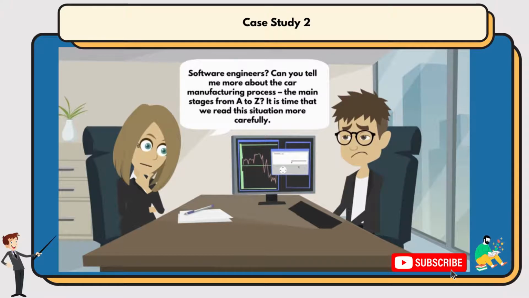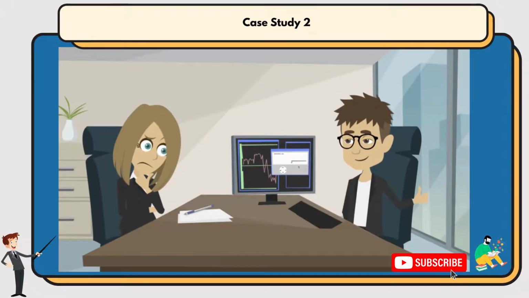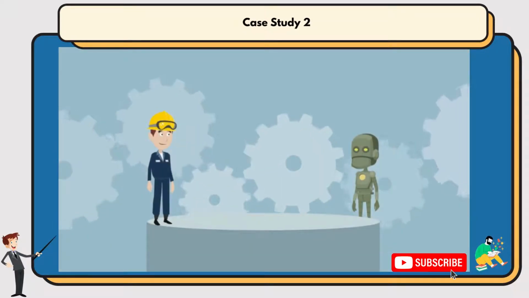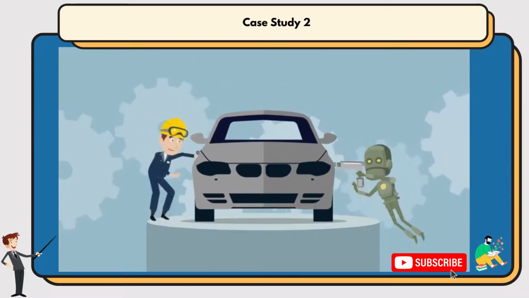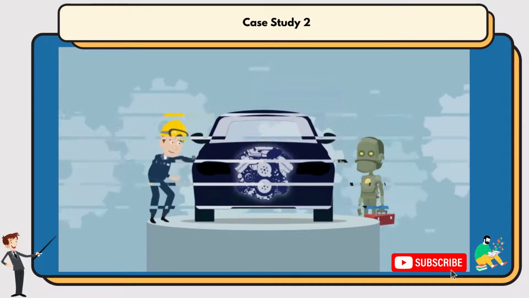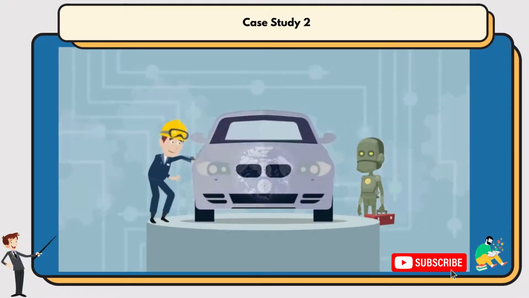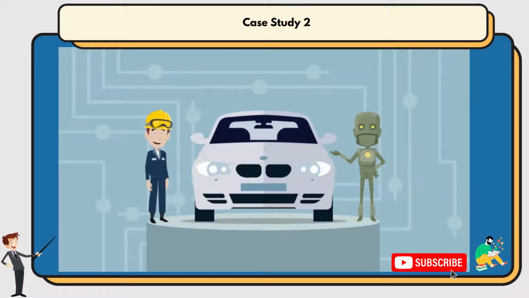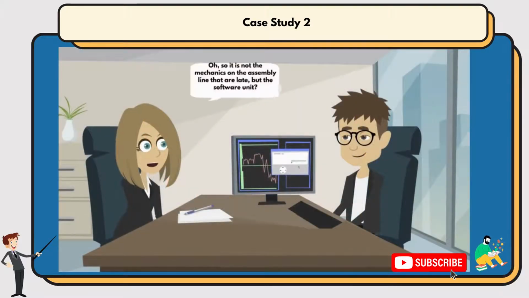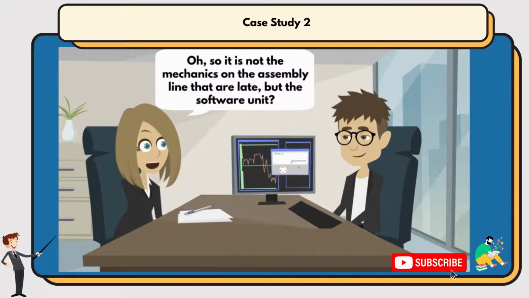It is time that we read this situation more carefully. Jeff agrees and begins. Simply said, it works like this. With the help of robots, the mechanics work on the chassis, the core of the automobile. Doors are then assembled and the body goes through the painting salon. Then mechanics install the engine, the transmission, etc. Electronics and software, from basic driver controls to Bluetooth media, are then programmed and tested by the IT department. Once ready, interiors are assembled and the mechanics complete the installation. Voila! Ray responds. Oh, so it's not the mechanics on the assembly line that are late, but the software unit.